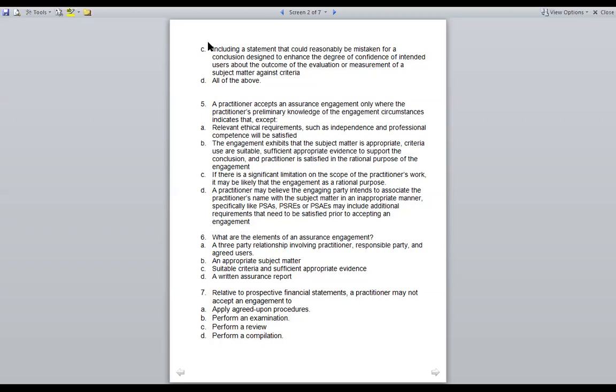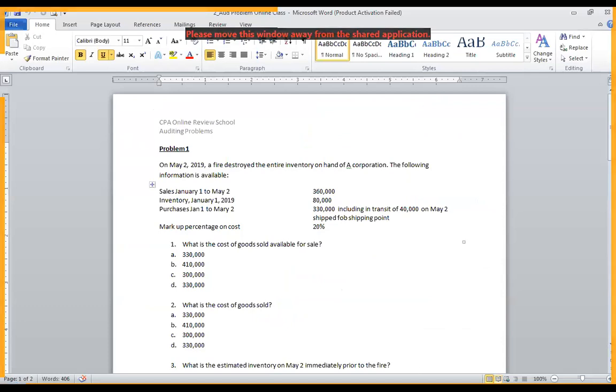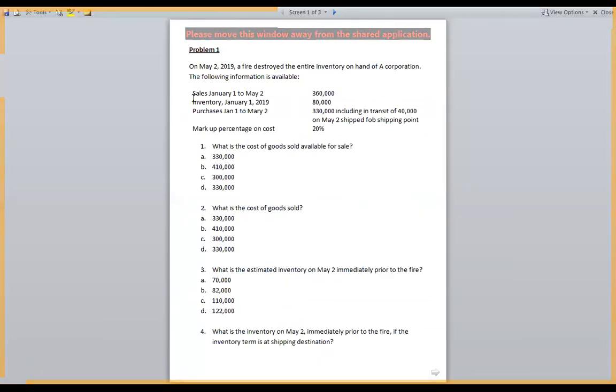Auditing problem. Okay, let me just share my screen. Ayan. Let me just open my auditing problem kasi meron tayong isang problem na hindi nasagot. So we have two auditing problems last time nung April 17. So let me just check. Where is it? Okay, so I think you can see. Guys, can you message me if you can see the presentations that I have, the problem? Can you please message me?